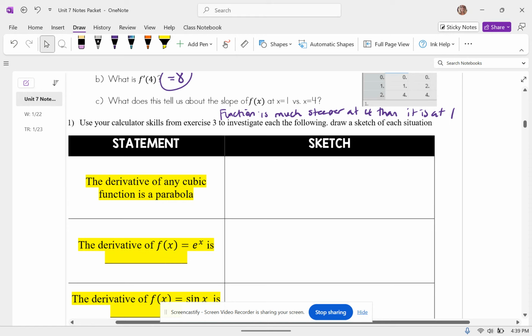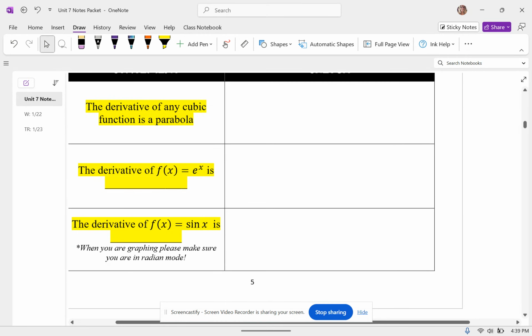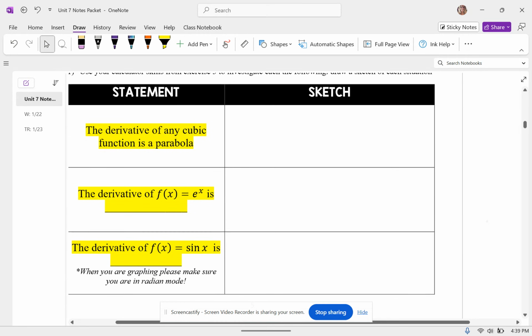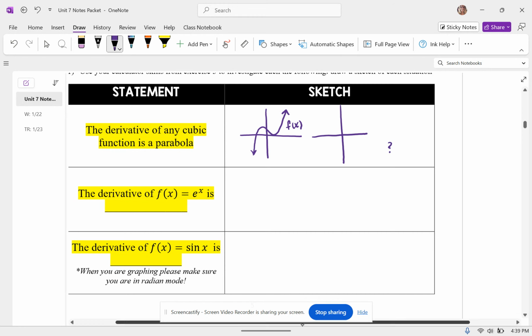Now, use your calculator skills from exercise 3 to investigate each of the following. Draw a sketch of each situation. So you're going to go through and determine if these are true or false. For the first one, it says the derivative of any cubic function is a parabola. Well, if we have a cubic function, it's going to look something like this, right? And then let's see if its derivative looks like a parabola.